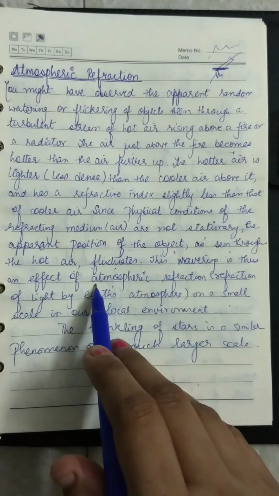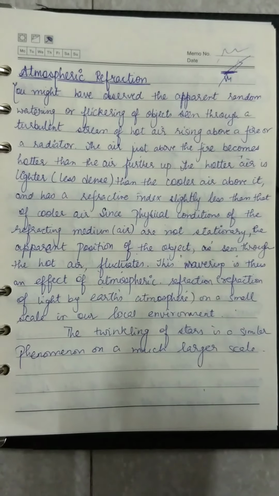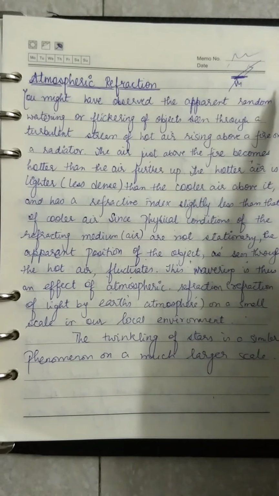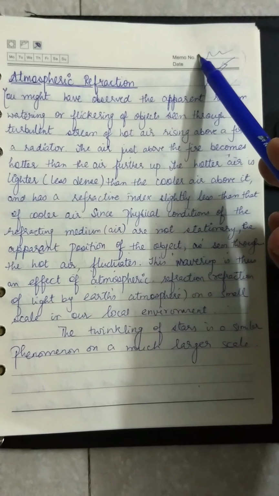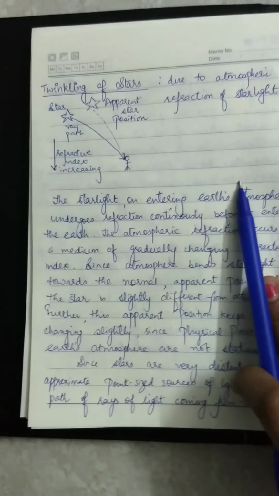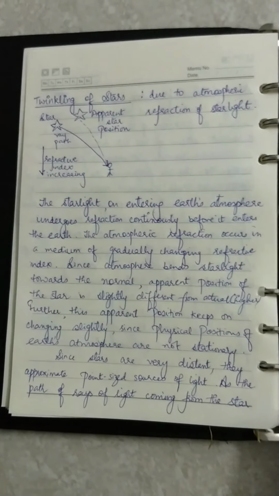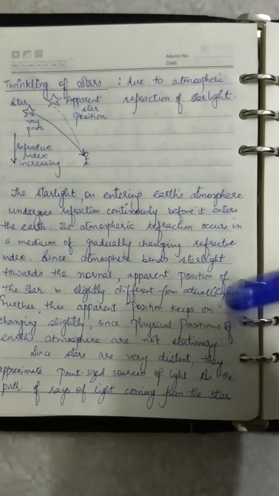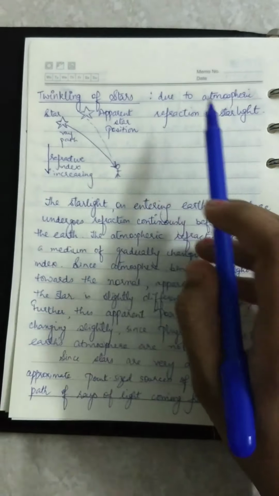The wavering is thus an effect of atmospheric refraction, but it is on a smaller scale, a local environment, because the air in the local environment is only visible to a smaller group of people. But twinkling of stars is on a much larger scale because it is available to a large number of people at almost all the earth. So we'll observe the twinkling of stars. It is formed due to the atmospheric refraction of starlight.